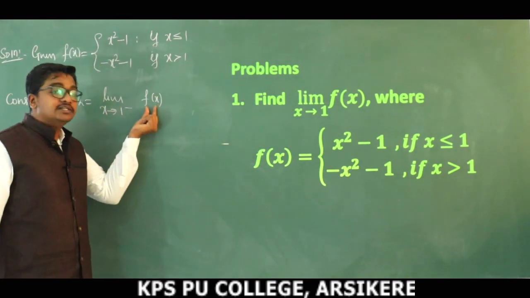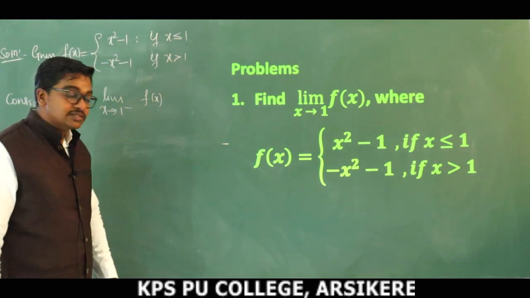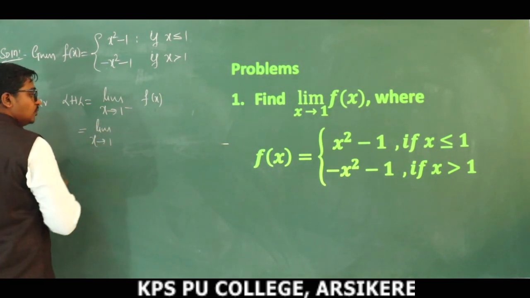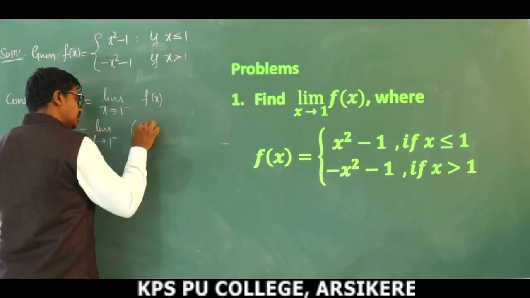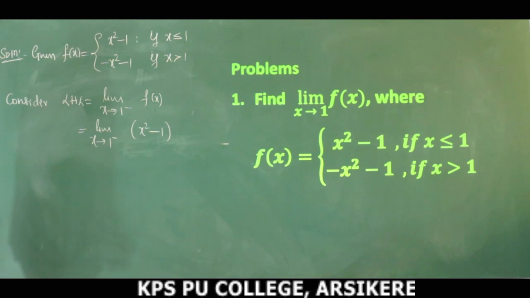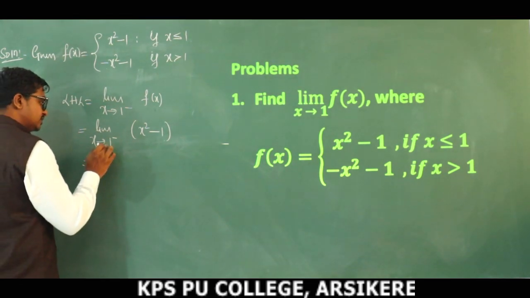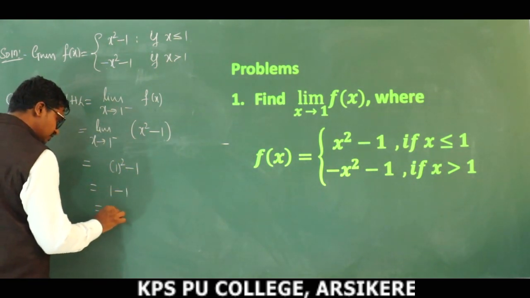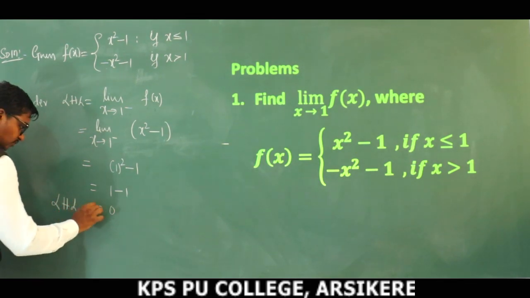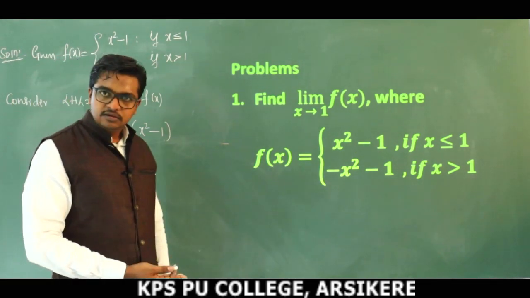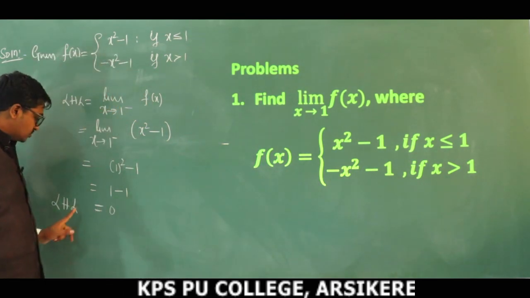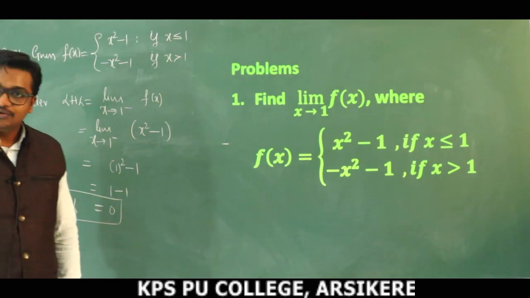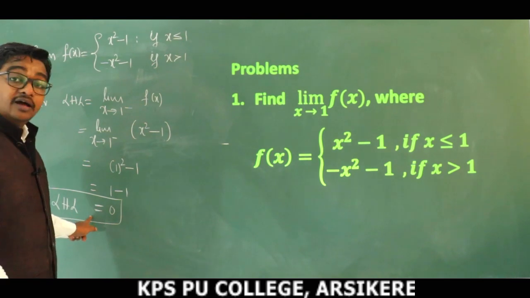So therefore f of x reduces here to x square minus 1, and the limit is as x approaches 1 minus of x square minus 1. Now apply the limit directly here. x is replaced by 1, therefore 1 square minus 1; 1 square is 1, minus 1, we are left with 0. Therefore LHL is 0, a finite quantity. Therefore the limit exists for the left hand side, and the value is equal to 0. This is the method to find the left hand limit.